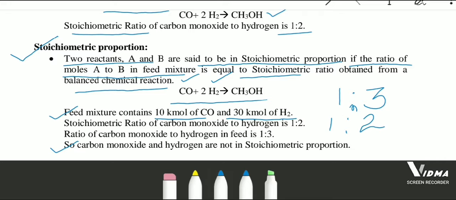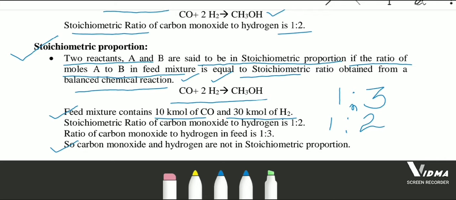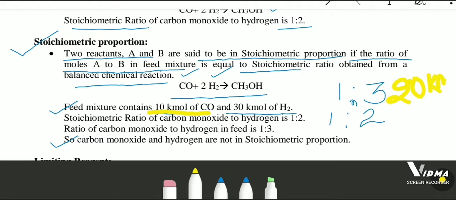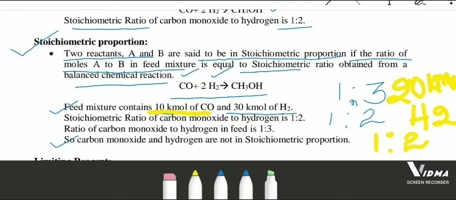But if the feed mixture contains 10 mole of carbon monoxide, and instead of 30 kilomole of hydrogen, it contains 20 kilomole of hydrogen, the feed mixture ratio will be 1:2. And in this case, the carbon monoxide and hydrogen are in stoichiometric proportion.